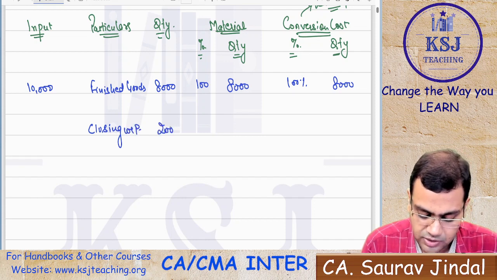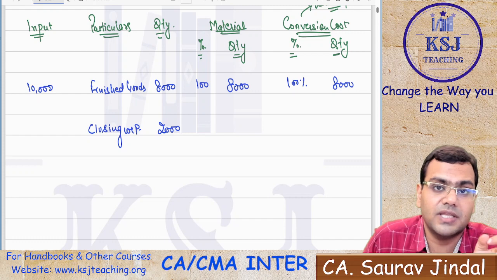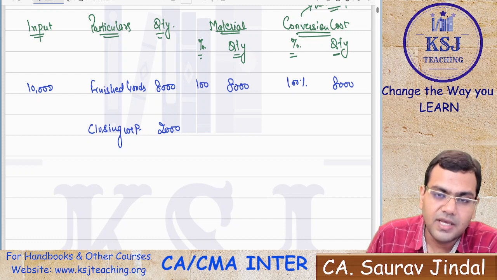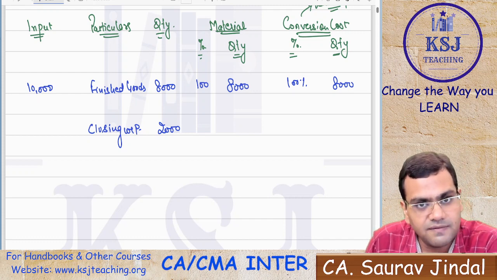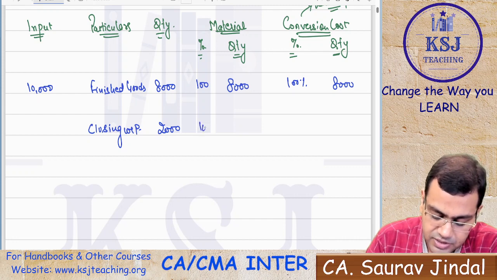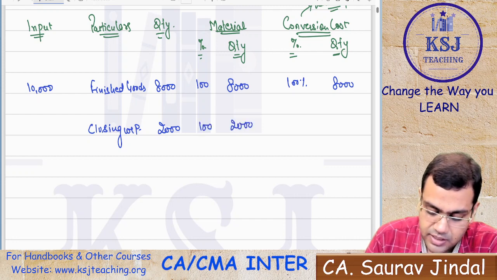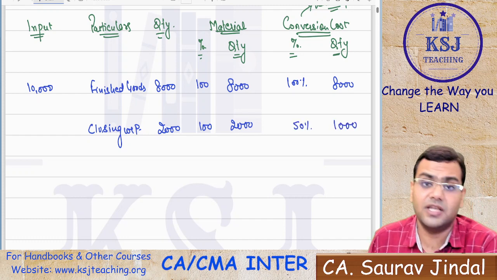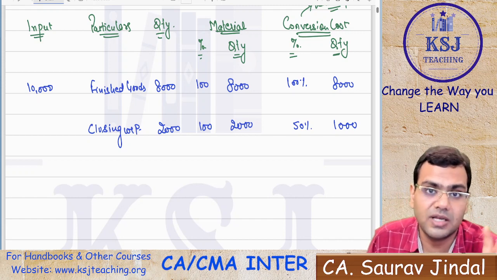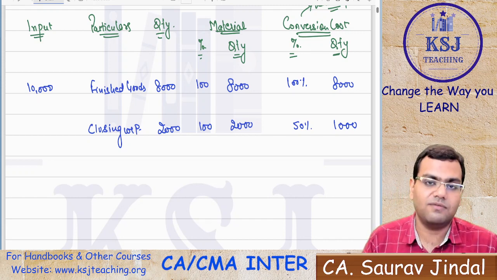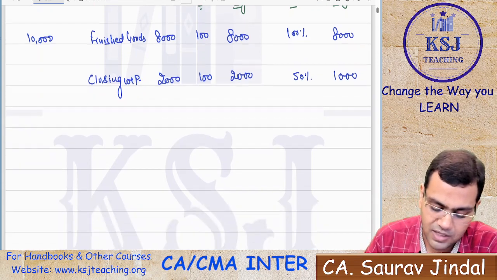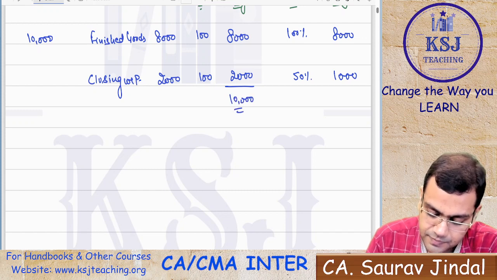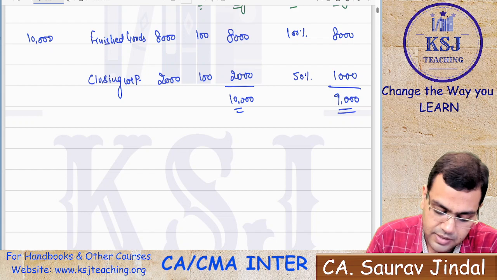How many units? 2,000 units. The degree of completion for that will be given. If the degree of completion is not given, then you have to consider it 100% for material, that is 2,000 equivalent units, and 50% for conversion cost, that is 1,000 equivalent units. If the degree of completion is given, then you have to consider whatever is given in the question. This is one thing very important that you have to remember. Now, from here, you will get the equivalent units. So this is the first step.